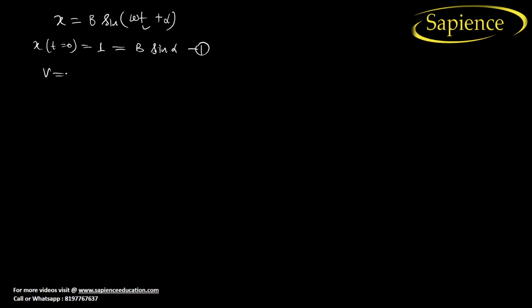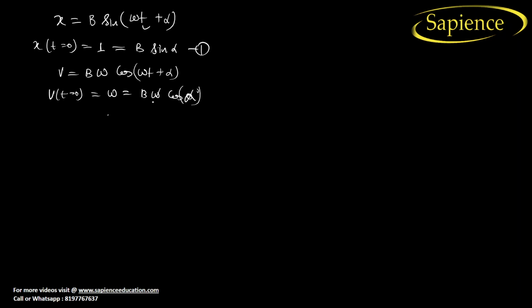Now velocity. Velocity at t equal to 0. First of all, we need to find the velocity. So we should differentiate the above equation, and we will get the velocity as B omega cos(omega t plus alpha). So put t equal to 0. We have the value omega as the initial condition, and this will be equal to B omega cos alpha. So we have got cos alpha.